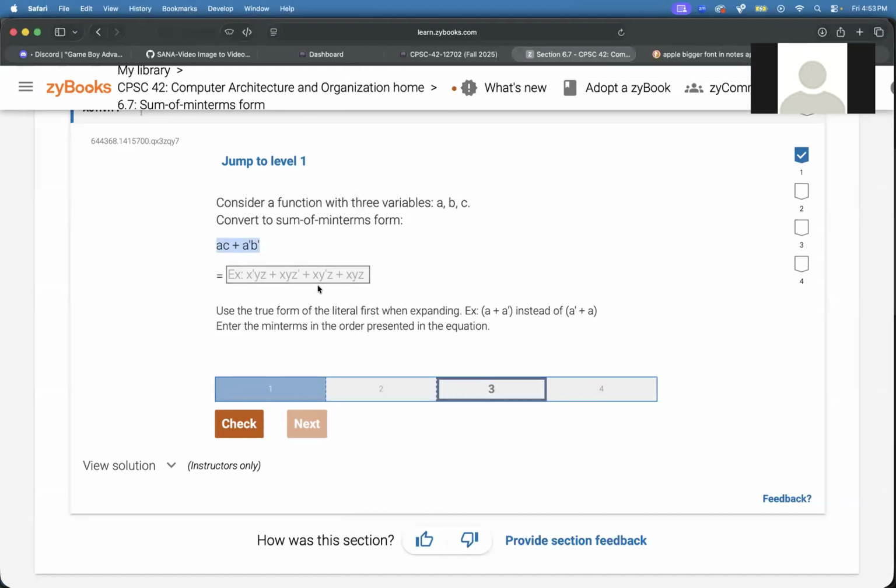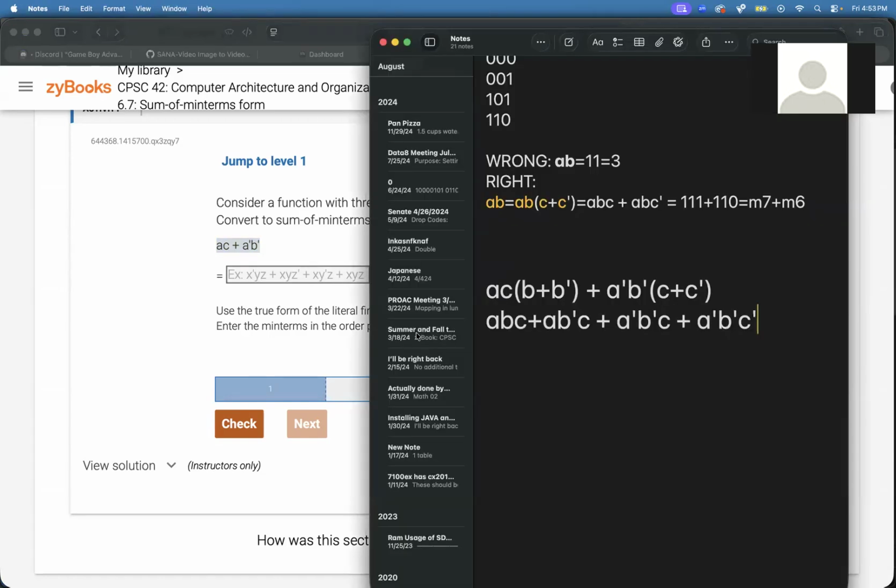And then there's some rule about this. Use the true form of the literal first when expanding. Enter the minterms in the order presented. The order presented in the equation. What?